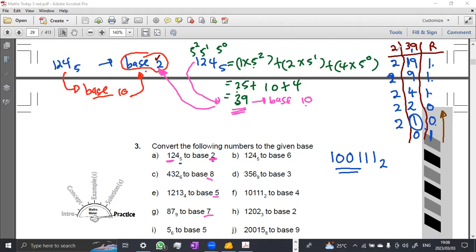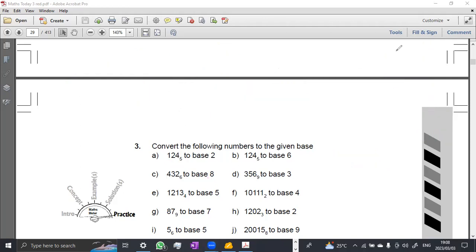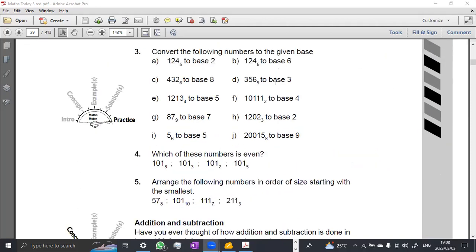Base, noting the remainders. Yes, exactly. So that is the major part, which is very, very important as long as you are dealing with number bases. I don't know if there can be any questions from this part.